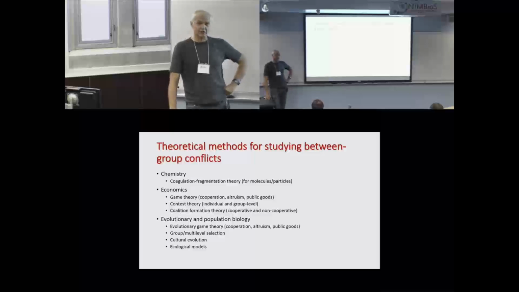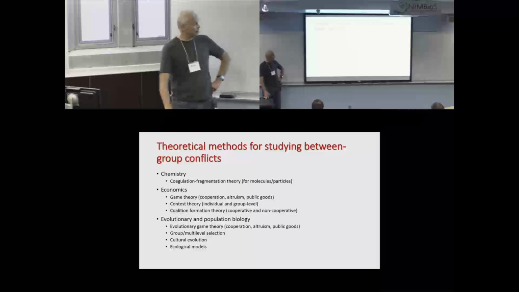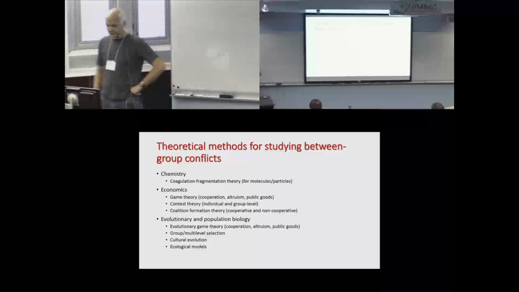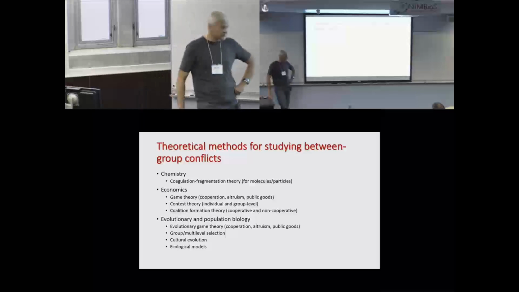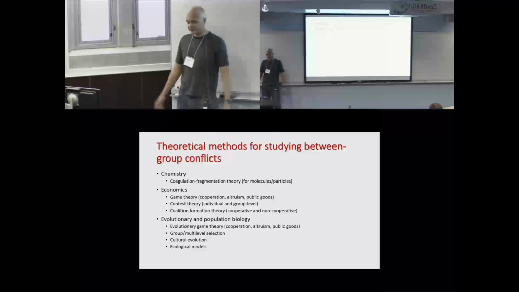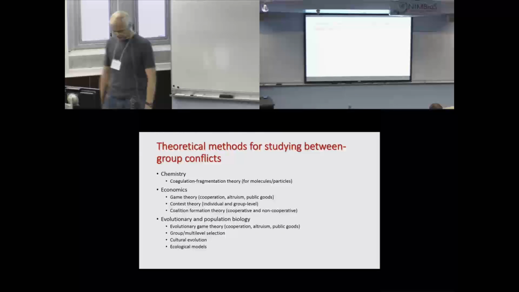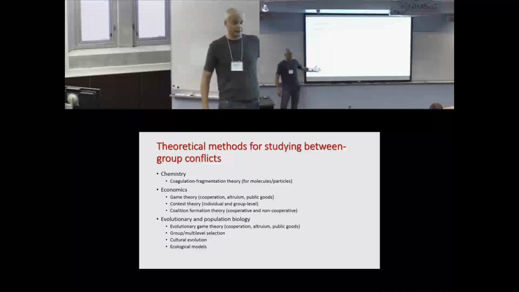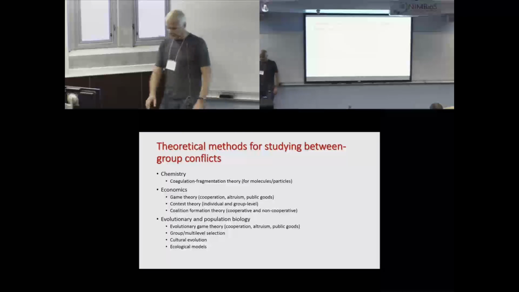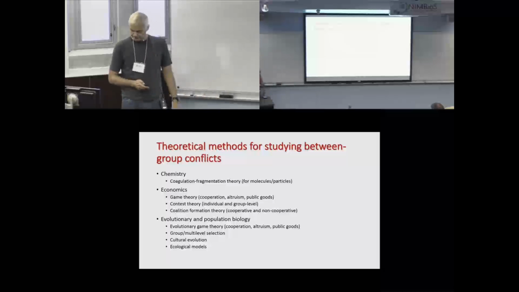Of course, there is a lot of work done in the economics literature. There is game theory, contest theory, and coalition formation theory that have been very useful. And a lot has been done in evolutionary biology as well. There is evolutionary game theory, an analog of game theory. There are attempts to build models of group and multi-level selection. There is cultural evolution. There are different ecological models that can be applied as well.